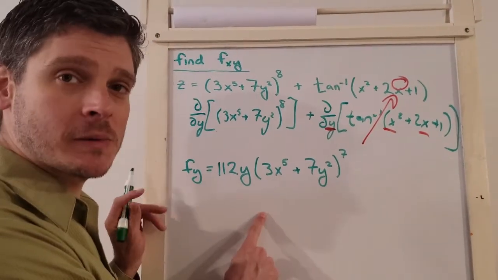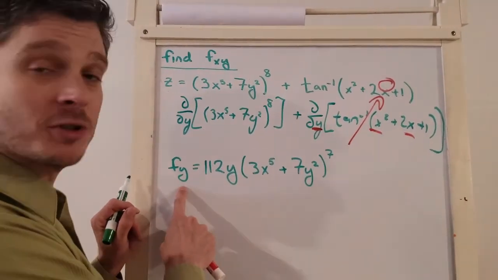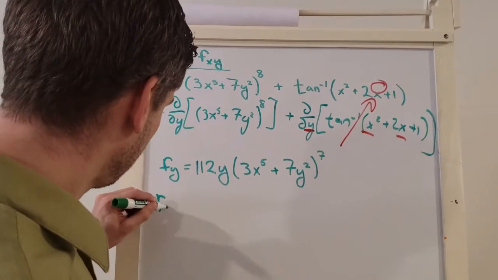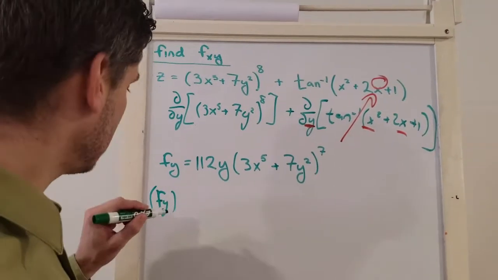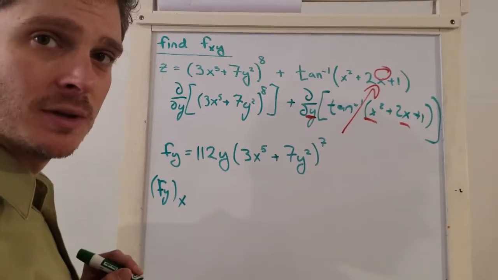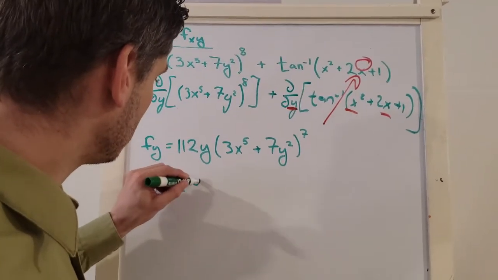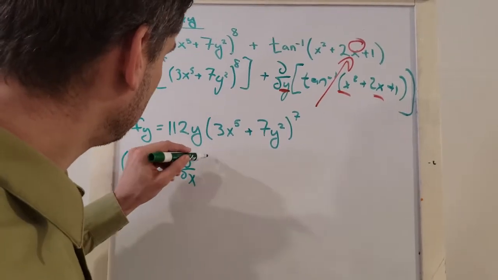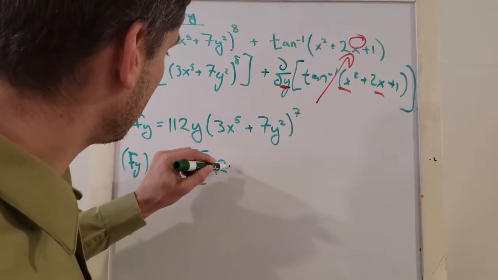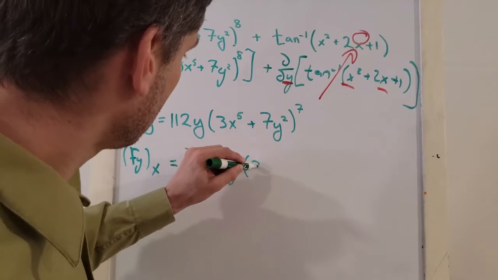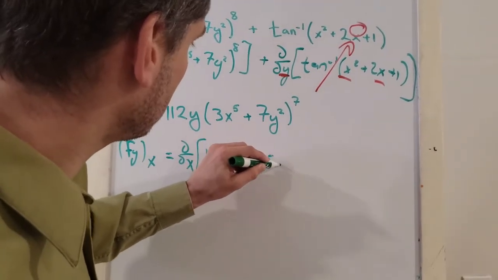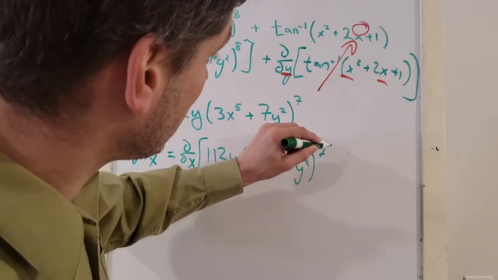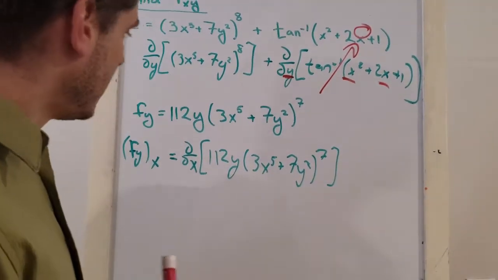So we bring our answer from our scrap work back. Here's our partial with respect to y. So now the next step is to take this partial with respect to y and take it with respect to x, which means partial x of this entire thing, 112y, 3x to the 5th plus 7y squared. Now that entire quantity is to the 7th power.